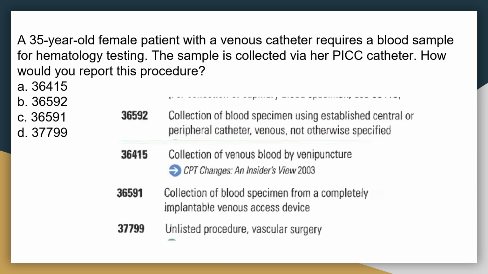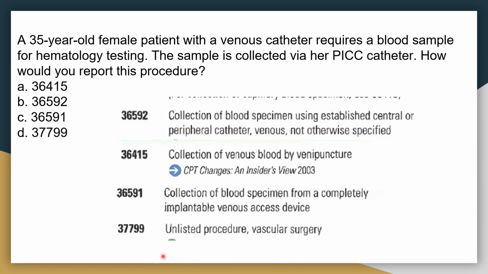The next question is a 35-year-old female patient with a venous catheter required a blood sample for hematology testing. The sample is collected via her PICC catheter. How would you report this procedure? So what they have done is the collection of the sample, but that has been collected by the PICC. So just go through all the options and we can zero down our correct option.